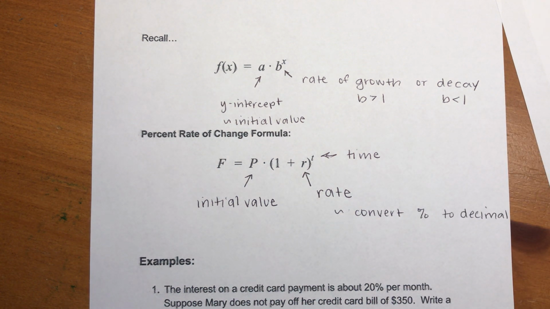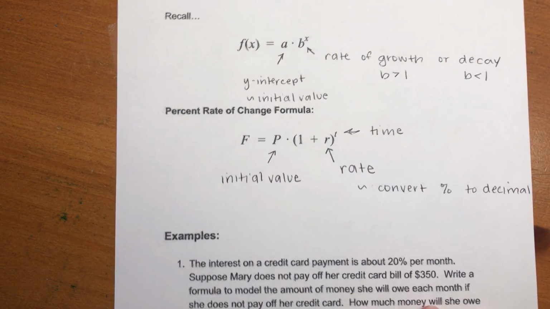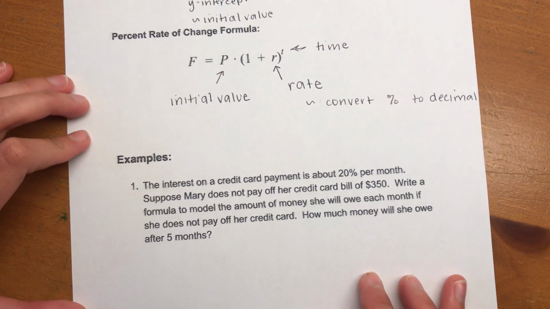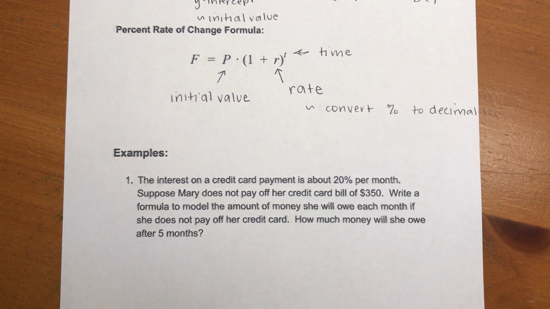So let's go ahead and do an example so you can kind of see what I'm talking about. So example number 1, the interest on a credit card payment is about 20% per month. Suppose Mary does not pay off her credit card bill of $350. Write a formula to model the amount of money she will owe each month if she does not pay off her credit card. How much money will she owe after 5 months?